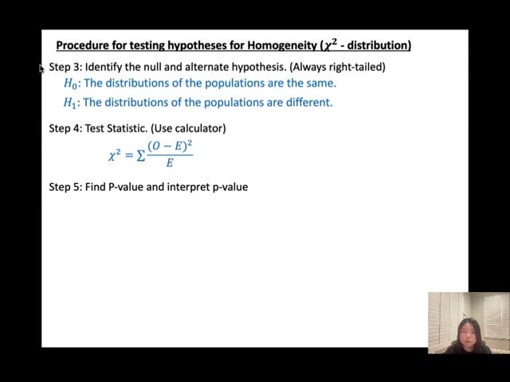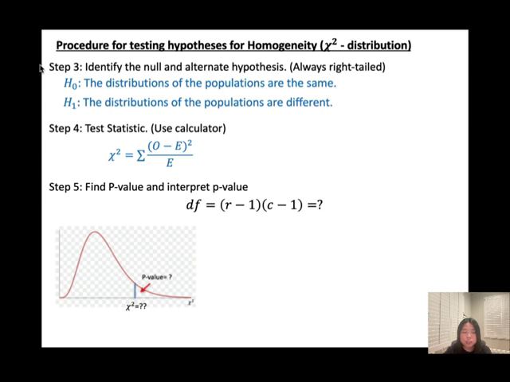Step 5, find the p-value and interpret the p-value. Before you find the p-value, find the degrees of freedom. So this is going to be the contingency table. The degrees of freedom will be equal to R minus 1 times C minus 1. And chi-square distributions always skew to the right. We already found the test statistic in step 4, so the p-value will be the area of the right tail. Use chi-square CDF, with the test statistic as the lower value, and then the upper value, that will be 1E99, then the degrees of freedom.